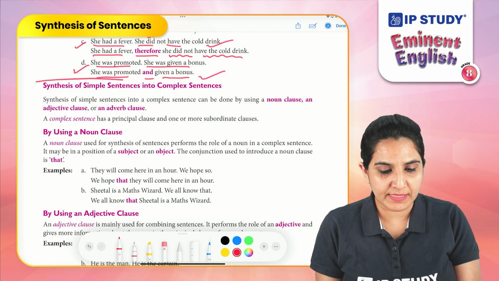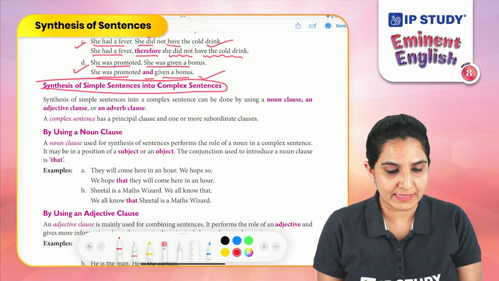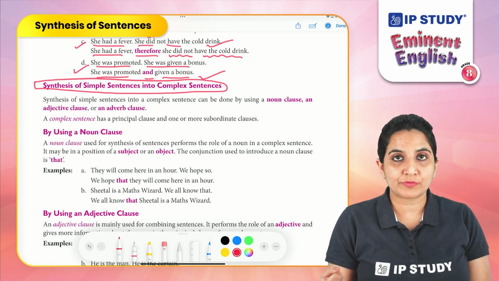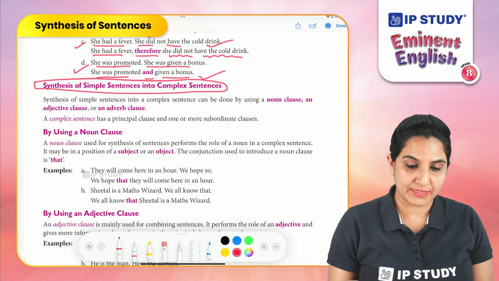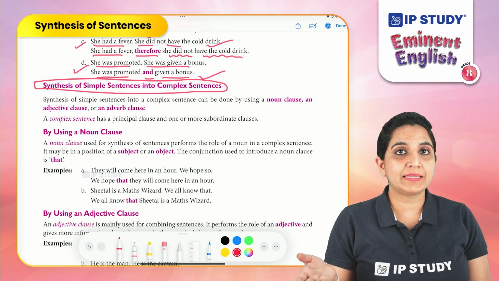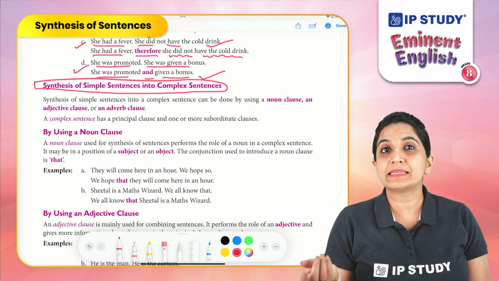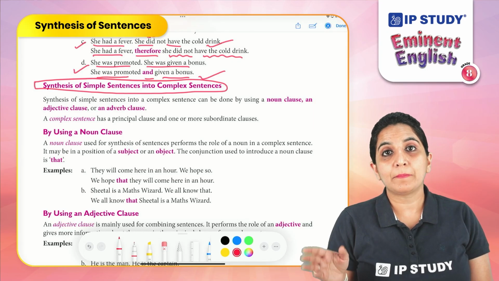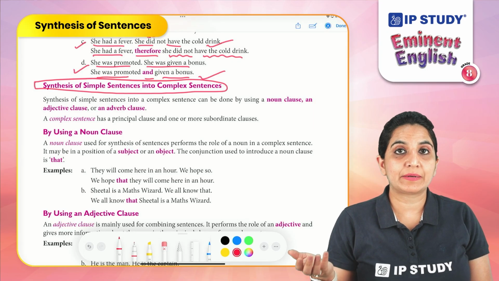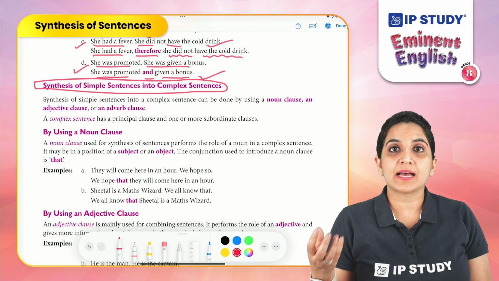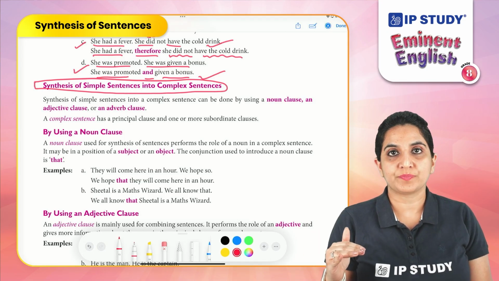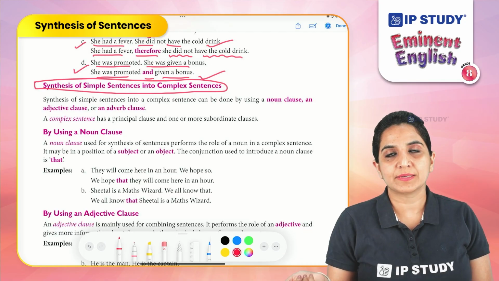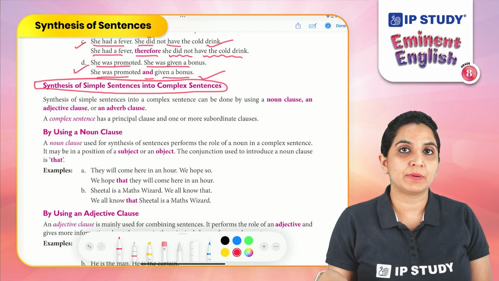Synthesis of simple sentences into complex sentences. Now, this can be done by using noun clause, adjective clause, and adverb clauses. Now, always remember that a complex sentence has one principal clause. That means one clause is main, but the other clause is subordinate. That means the other clauses are dependent on the main clause. It can also have one subordinate clause or more than one subordinate clause.